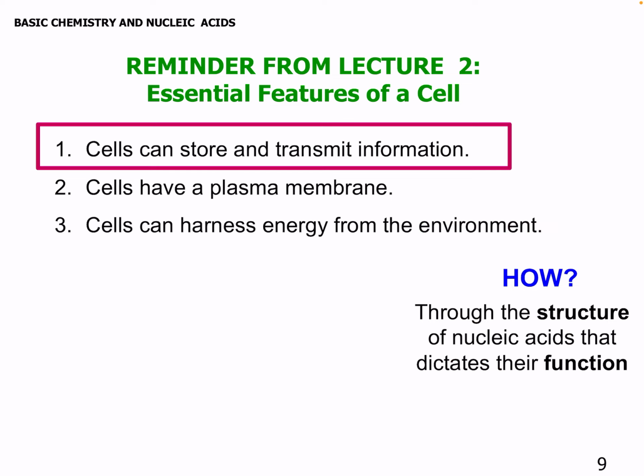So, a reminder from our last lecture, essential features of a cell. So this is lecture 1, sorry guys. Cells can store information and transmit information. Cells have a plasma membrane, and cells can harness energy from the environment. So today we'll be focusing on this question 1. And how do they do this? They do this through the structure of nucleic acids that dictates the function.